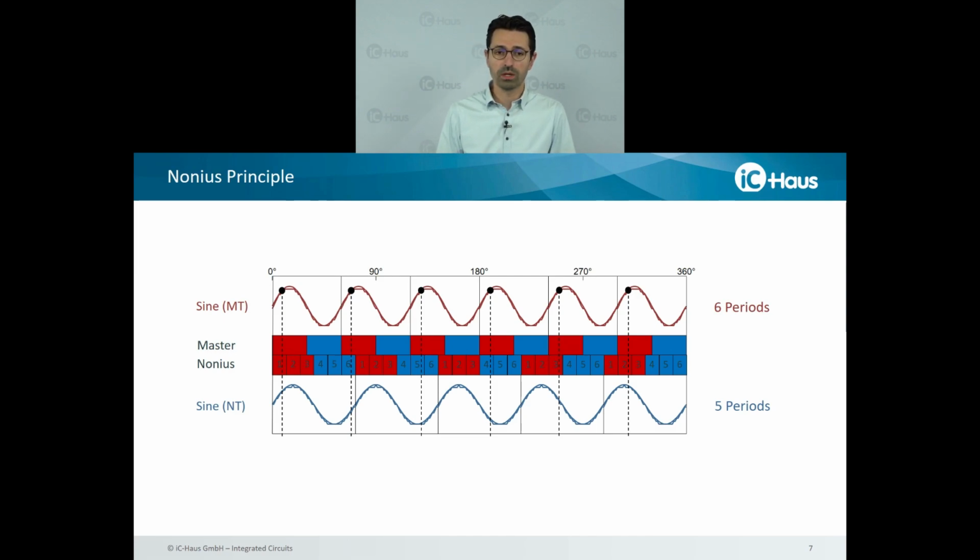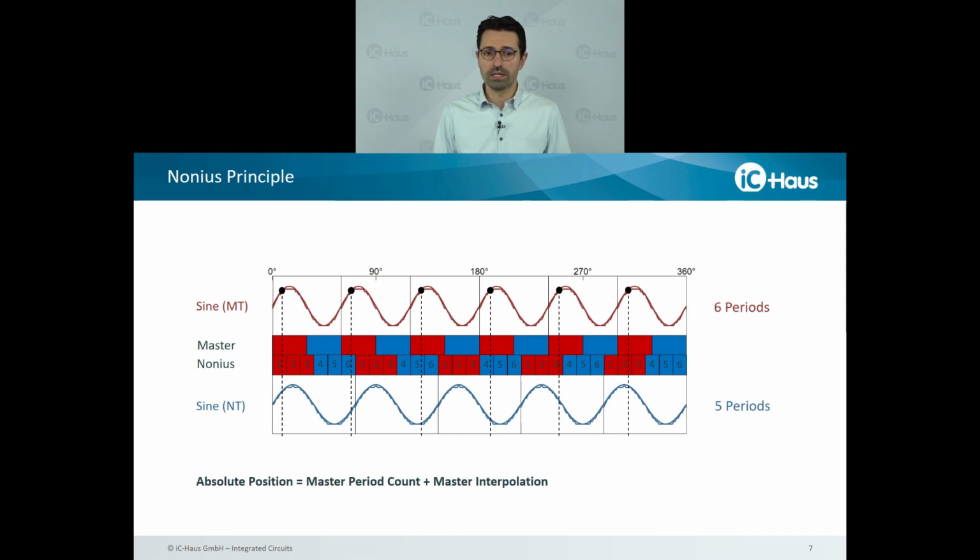When you look at the first period of the master track, I have a vertical line and it goes directly into section number 1. And then we go into section number 6, 5, 4, 3, and 2. So by reading the master and the nonius track simultaneously, we can calculate the absolute position, or in which period of the master track we are. And then the absolute position is built up from a master period counter and an interpolation of the master track. So this means the accuracy of the system is related to the accuracy of the master track.